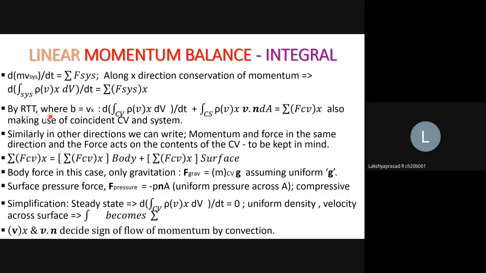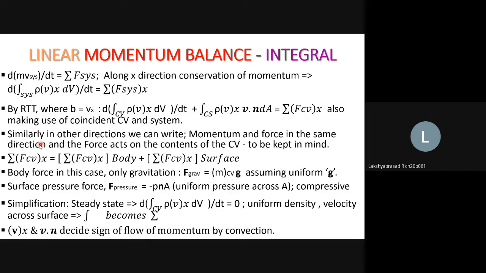Now, using RTT, we can write down the integral linear momentum balance, wherein you see small b is equal to Vx. So, very much similar to the mass balance. Only difference is that little b is equal to Vx in this case. So, d by dt of integral control volume rho Vx dV plus this convective term as shown is equal to net force acting on the contents of the control volume in the x direction. And yes, we have written this considering the coincident control volume and a system at an instant.